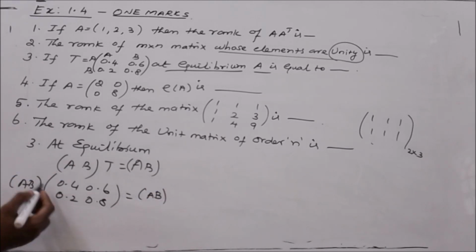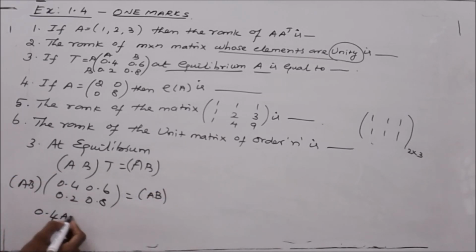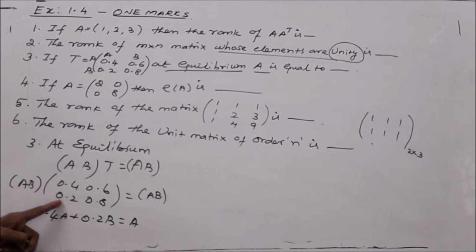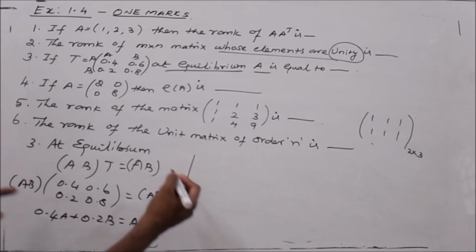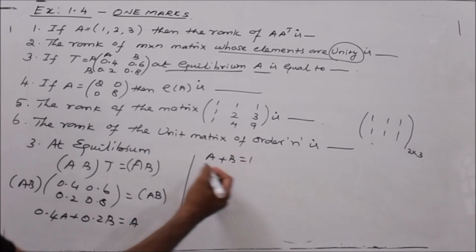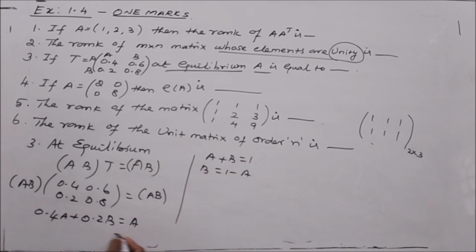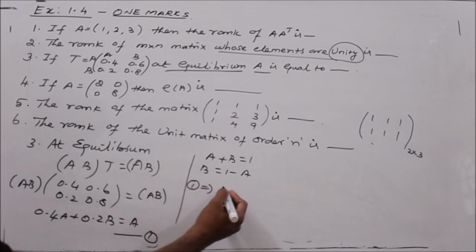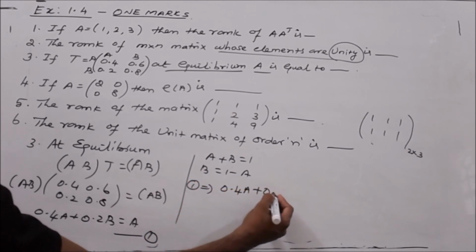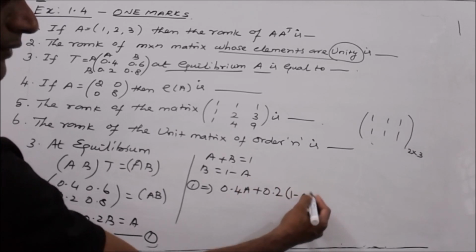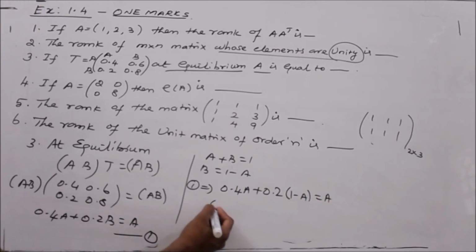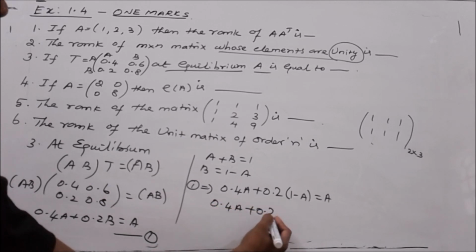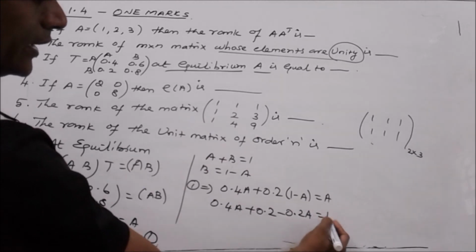Forming the first equation, 0.4A plus 0.2B equal to A. We are familiar with that: 0.4A, 0.2B equal to the first element, A. Now, where A plus B equal to 1, here B equal to 1 minus A. Substituting it, 0.4A plus 0.2 instead of B we have 1 minus A, that is equal to A. Now 0.4A plus 0.2 minus 0.2A equal to A.